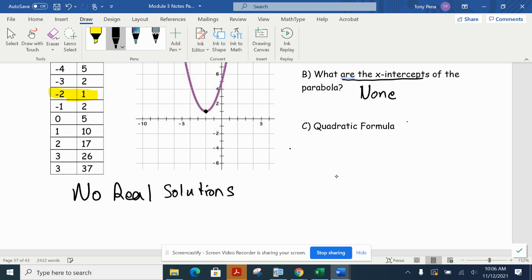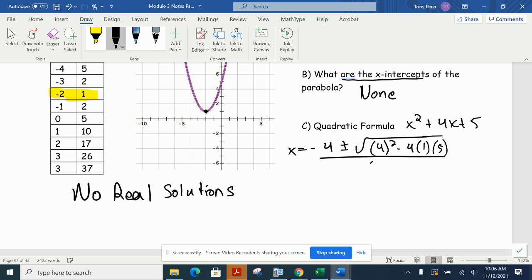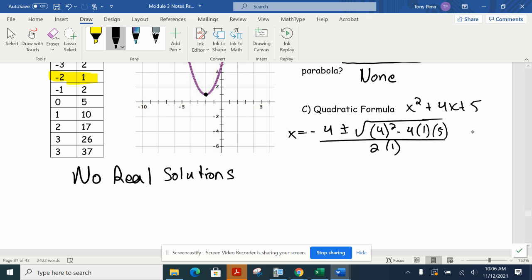So if we now go through the quadratic formula, x squared plus 4x plus 5 is the problem. I would have -4 plus or minus the square root of b squared minus 4 times a times c, and then all over 2 times a. So far, nothing different. As we clean this up, 4 squared should give us a 16. The -4 times 1 times 5 should give us a -20. And then all over 2.